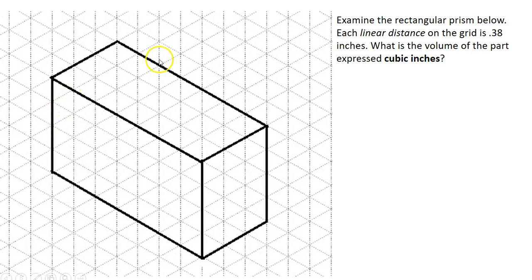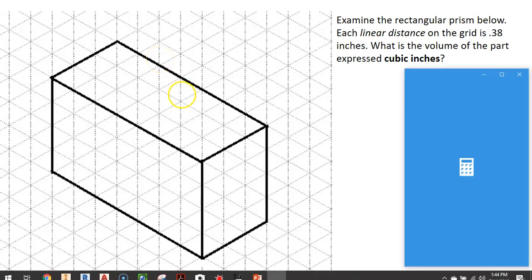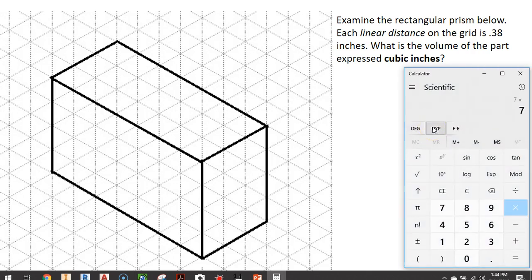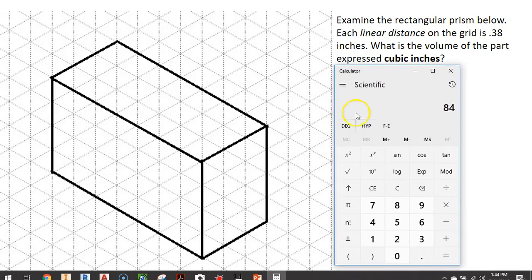The depth is 3. So when we get a calculator out, we'll say 7 times 4 times 3. That comes out to 84 total cubes. What we're saying is that we had 7 total wide, 4 total tall, and 3 total for the depth. There would be 84 total sugar cubes making up this rectangular prism.